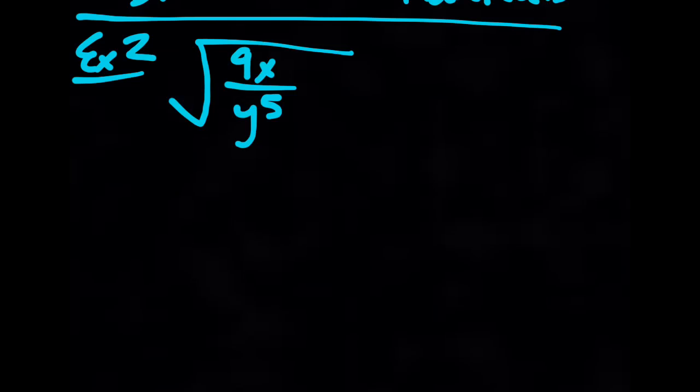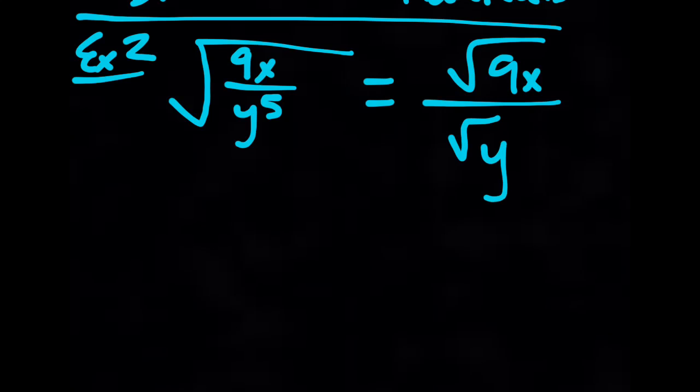It still works. I got 9x over y to the second, square root of y. Yeah, I got that. So remember, our first step is to just take the square root and put it on the top and on the bottom. That's the first step. Then from there, you've got to break up each square root individually.